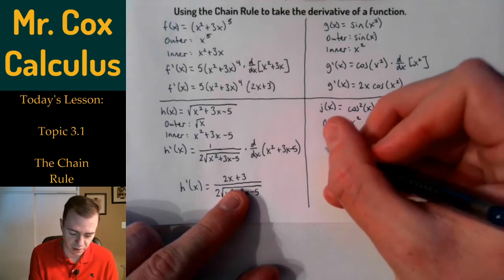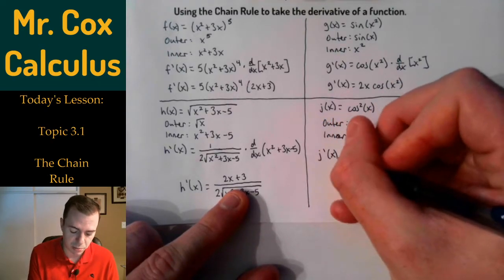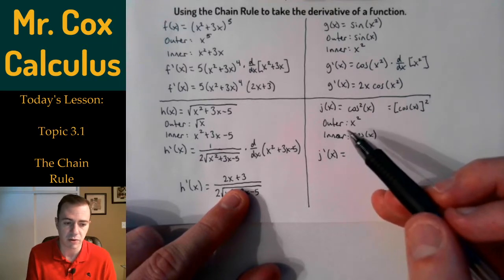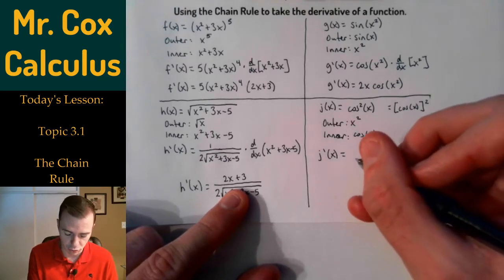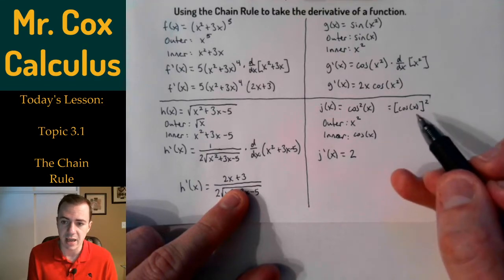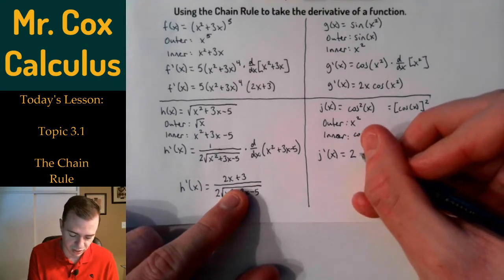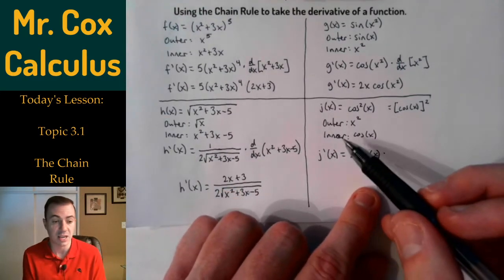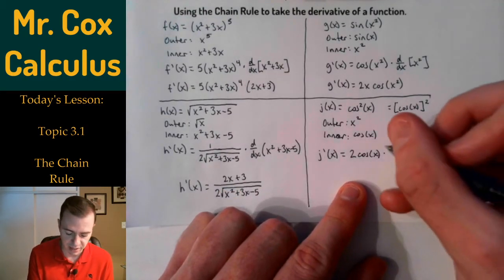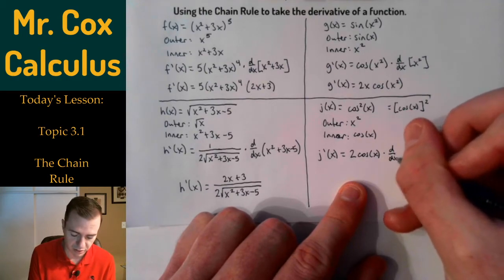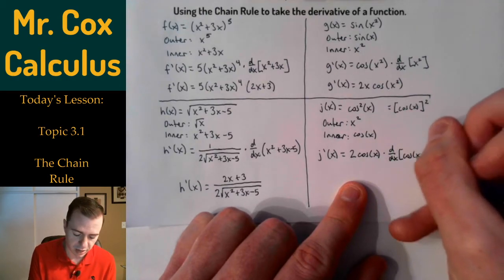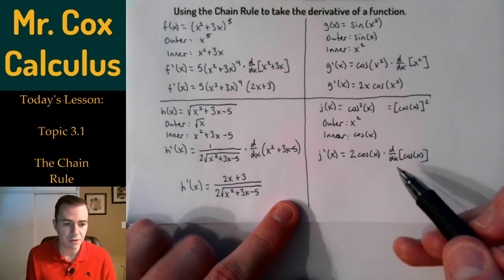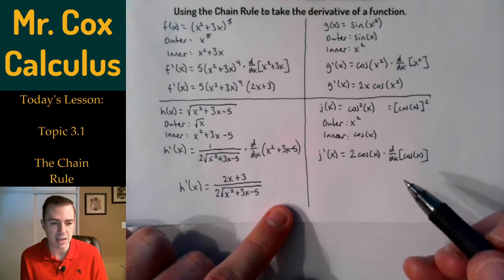So when I take the derivative, when I take j prime of x, it's the derivative of this outer function. Well, the derivative of x squared is just 2x. Now then, instead of x, I'm going to replace it with the inner function here, which is the cosine of x. And then the chain rule says I need to take the derivative of this inner function. So times the derivative of the cosine of x. And again, that's your chain rule step. Well, the derivative of cosine is negative sine of x.